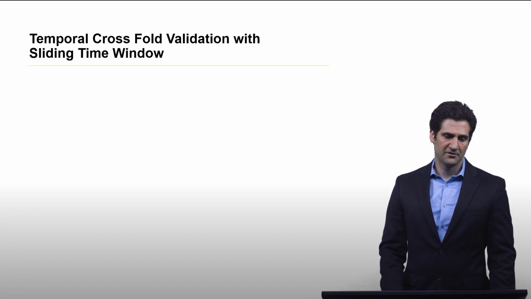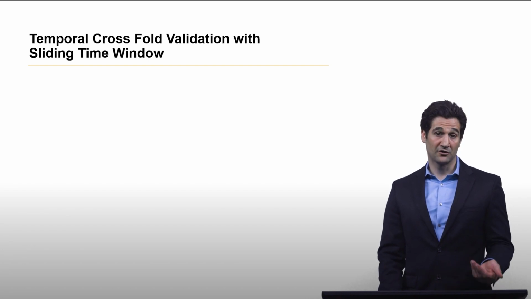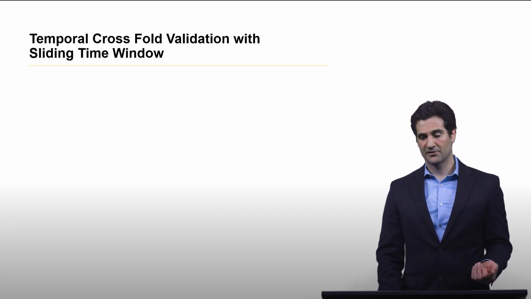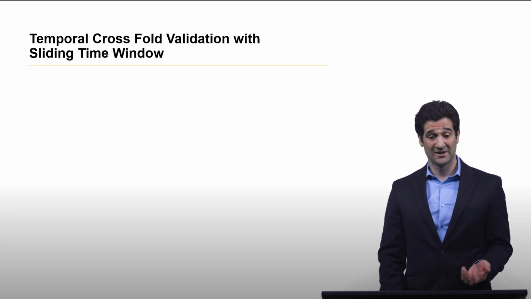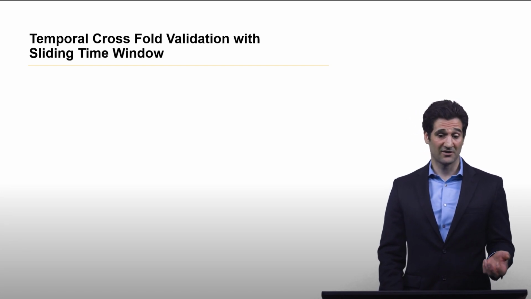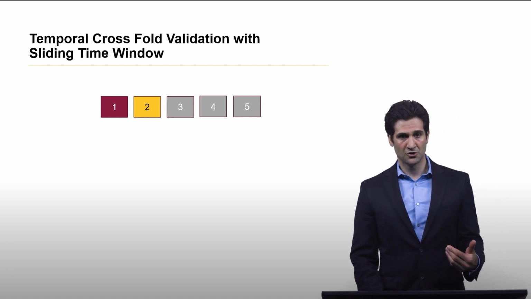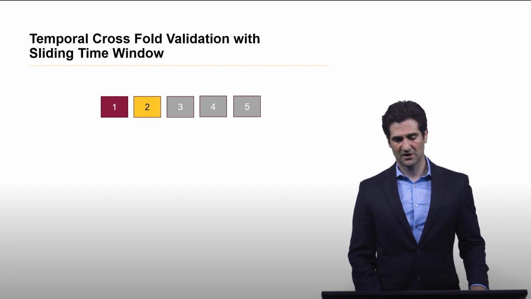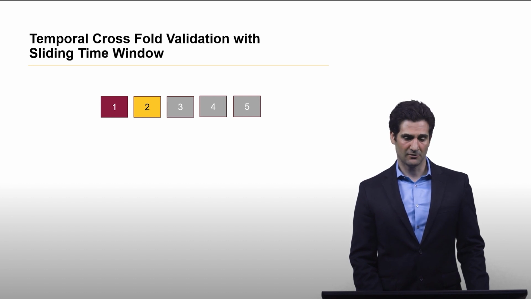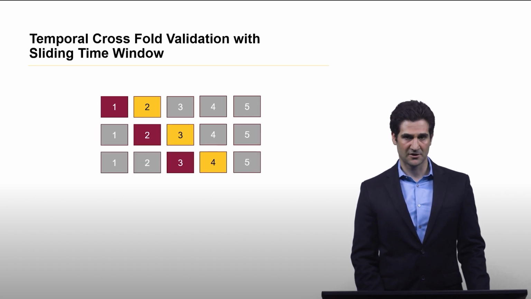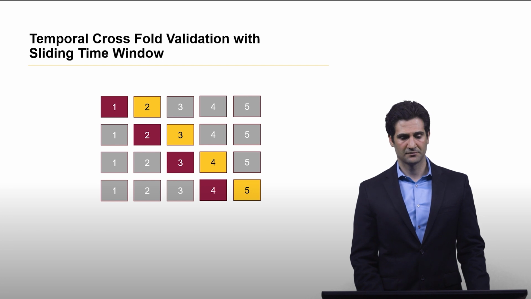An alternative to resolve this problem is to look at a sliding time window. This will generally work if you have a little bit more data. And here, you're only going to use 2 partitions at each fold, one for training and one for testing, and you're going to slide this partition across the data, as seen here.